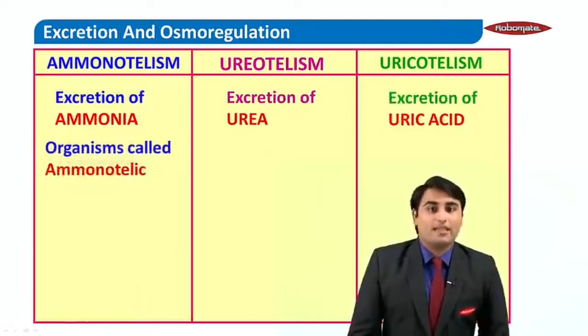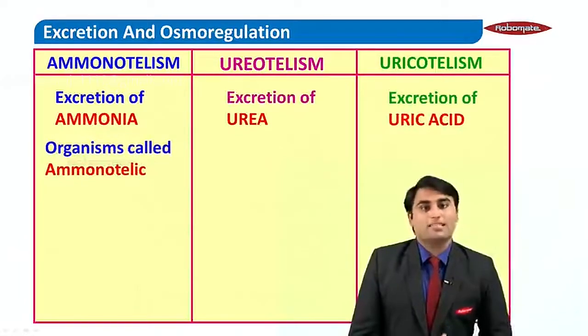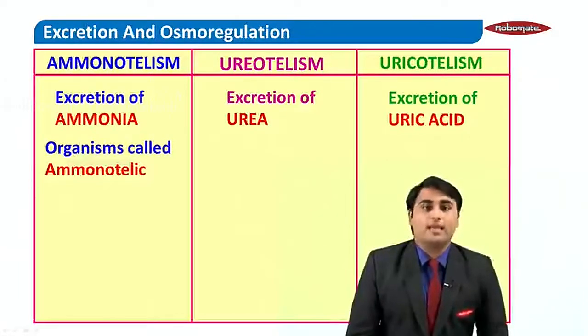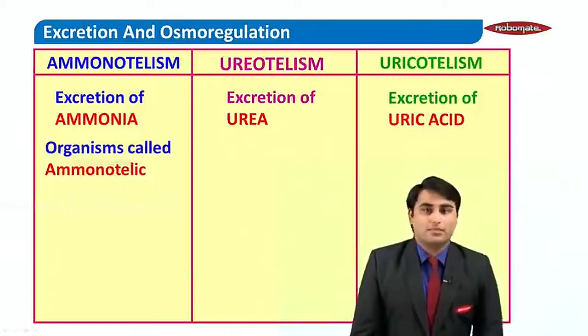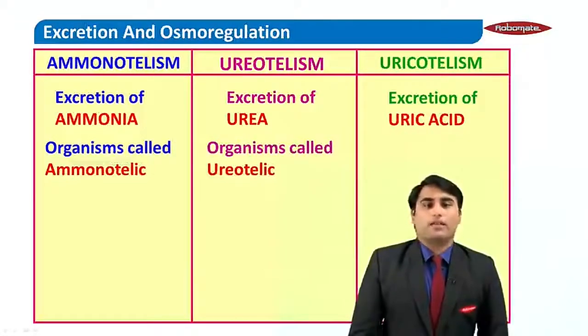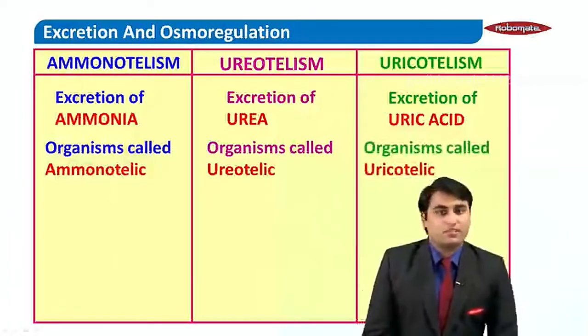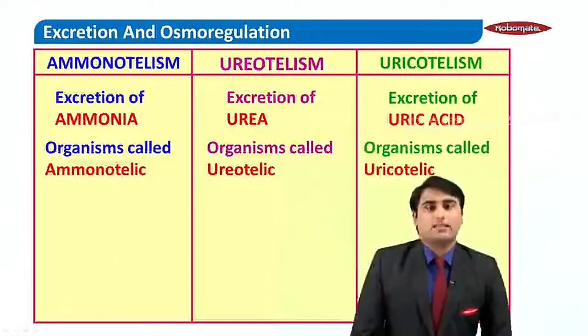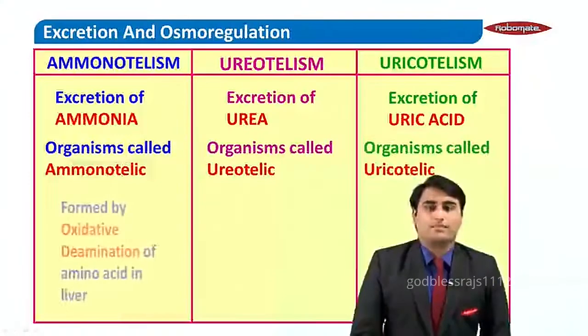Next, organisms which excrete ammonia are called ammonotelic organisms. The animals which excrete urea as their excretory waste are called ureotelic organisms. And the organisms which excrete uric acid as their excretory waste are called uricotelic organisms.